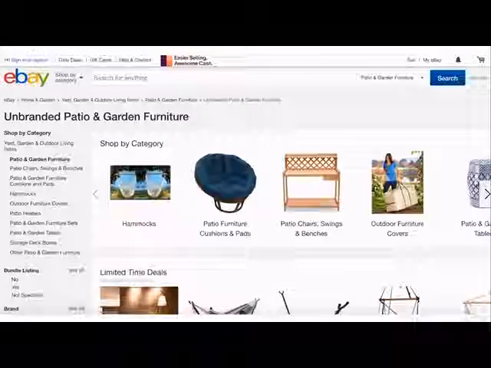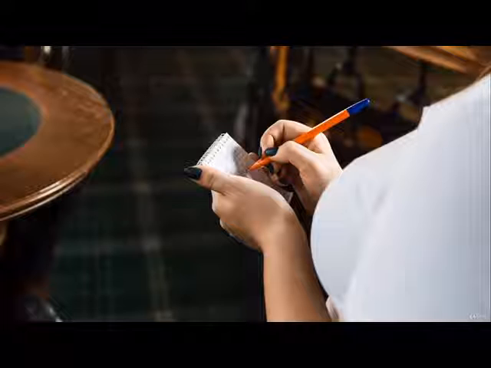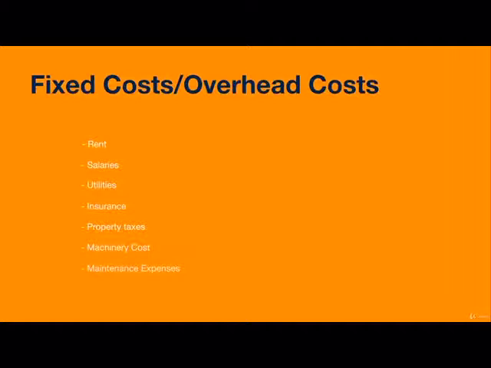Now that you calculated your rent, other things that you need to be aware of as fixed costs are your utility bills and your employee salaries. Those are the salaries of your most critical employees, for example, your accountant or your waitress. Without them, your business won't be able to operate. Here is a list of the fixed costs that you need to think about, and they vary depending on your industry. These include rent, salaries, utilities, insurance, property taxes, machinery costs, and maintenance expenses.